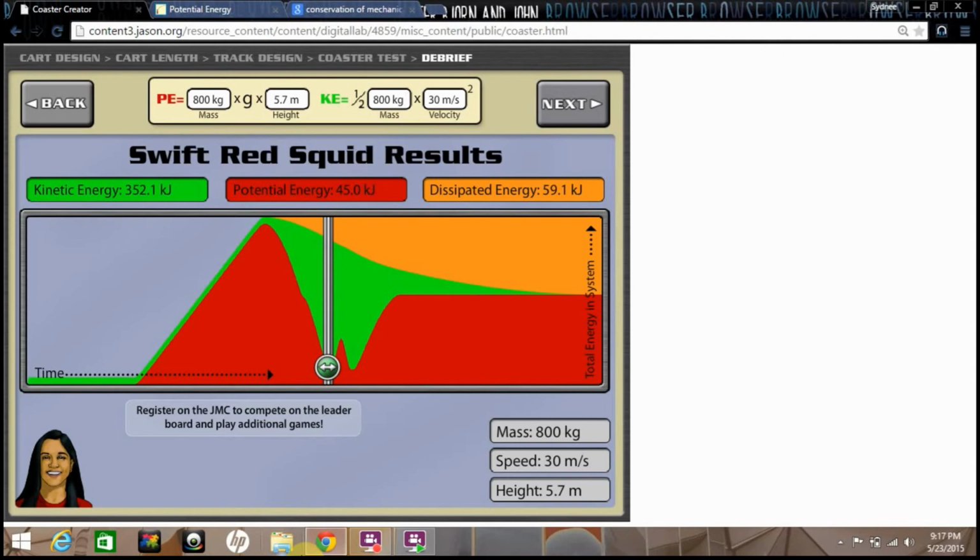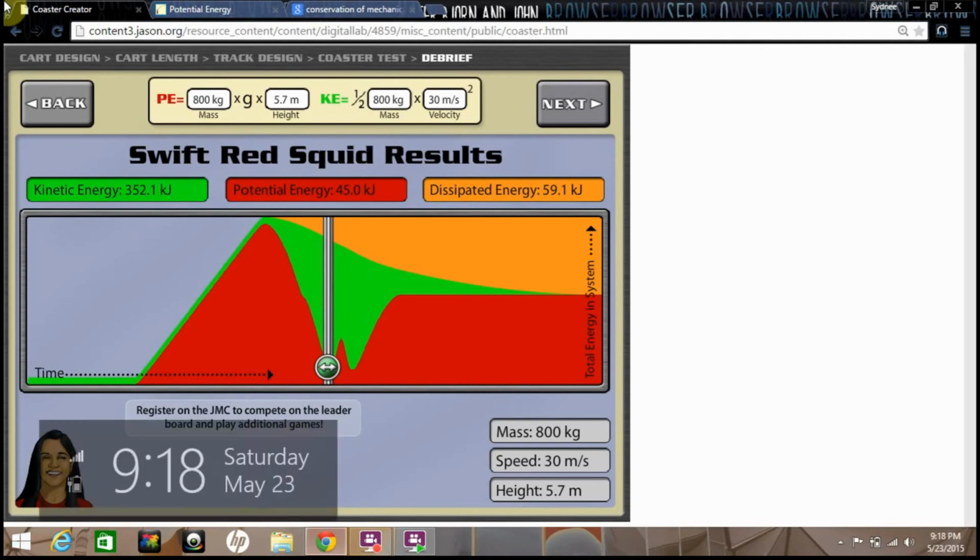You've got to remember that energy does go away sometimes because we're using it. So 352.1 plus 45.0 will equal 397, plus the dissipated energy of 59.1 will equal 456.2, which is our mechanical energy, which is what we mean by conservation of mechanical energy.